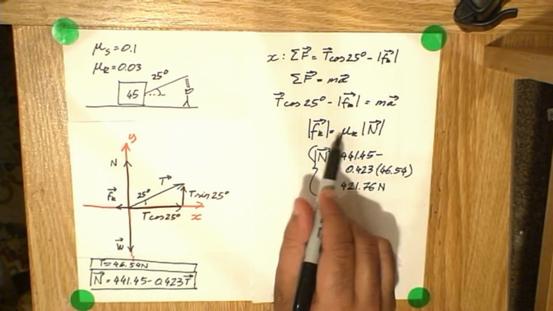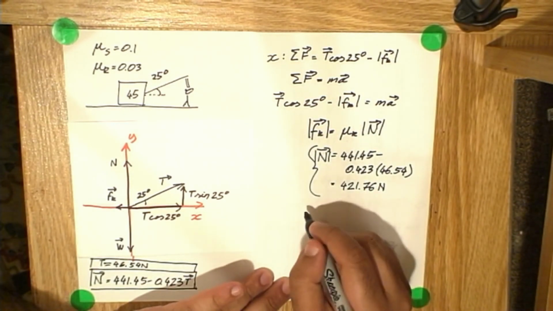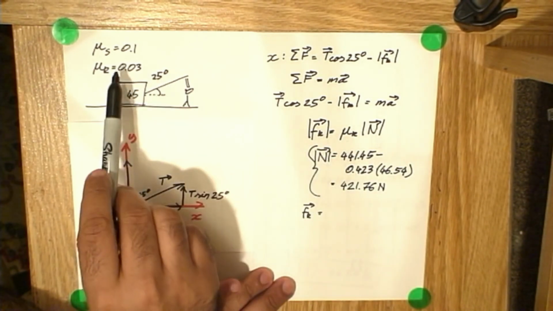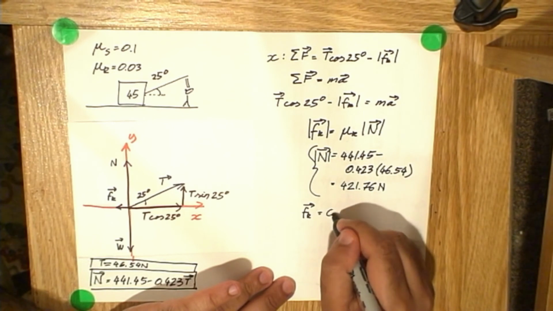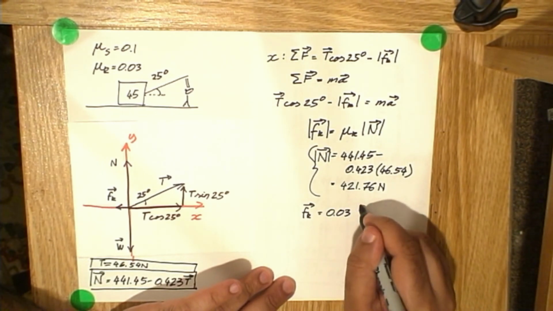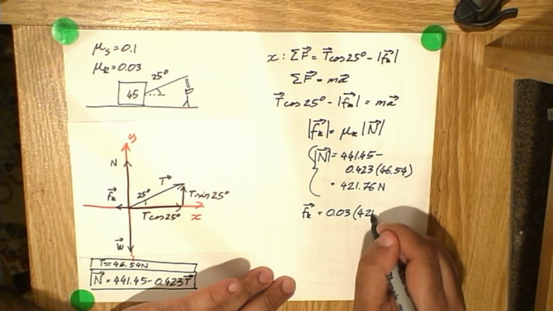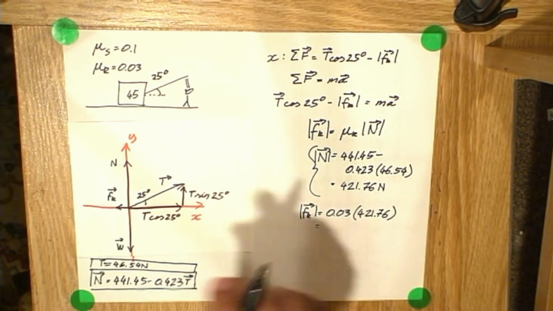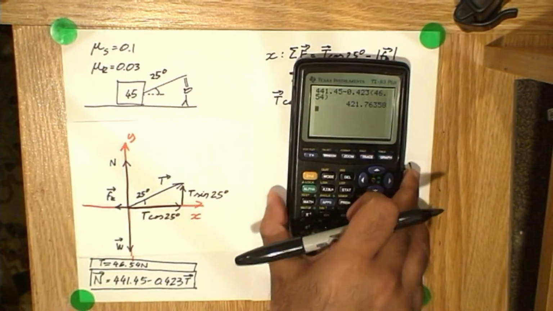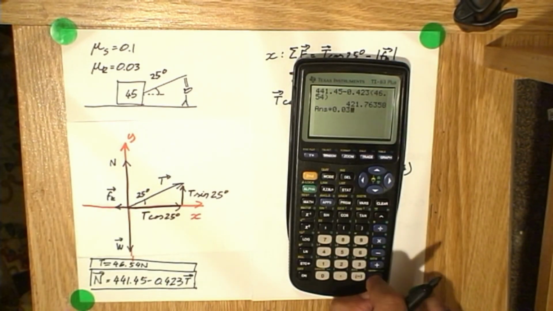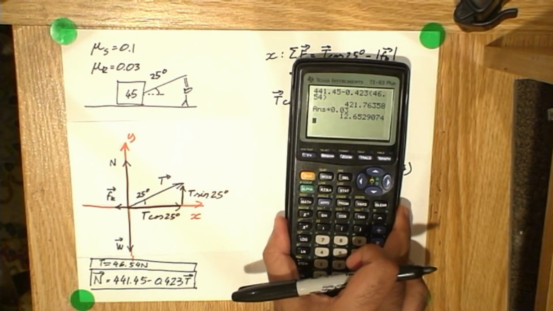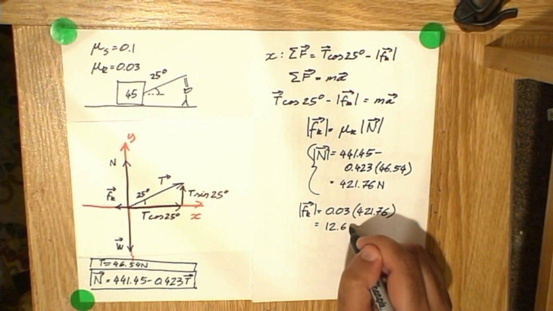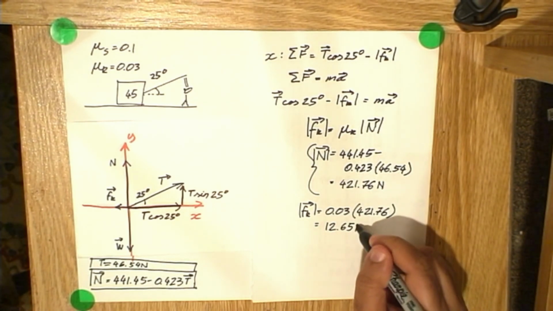Now let's plug that in and find out what the size of the kinetic friction is. The size of the kinetic friction is the coefficient of kinetic friction, 0.03, times the size of the normal force, which is 421.76. That gives 12.65 newtons.